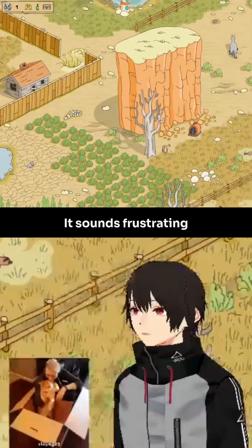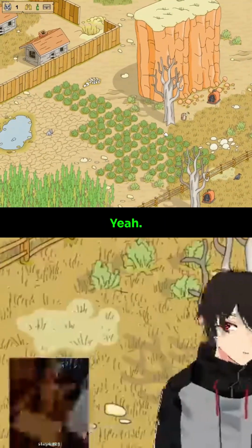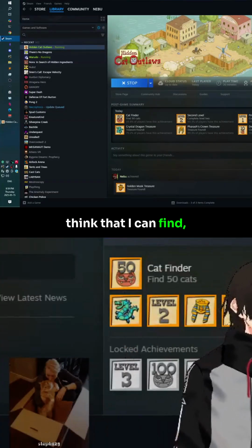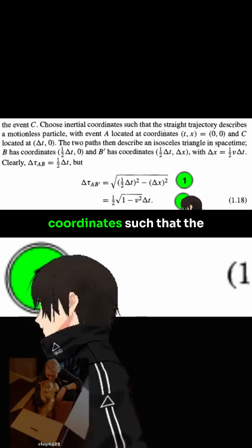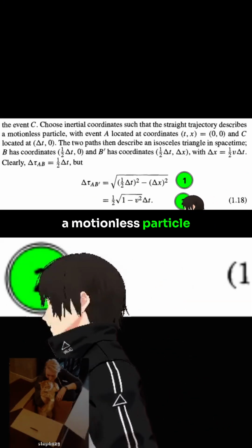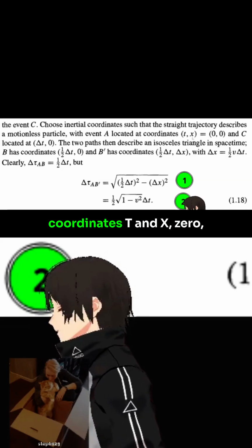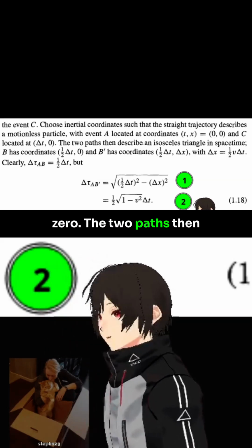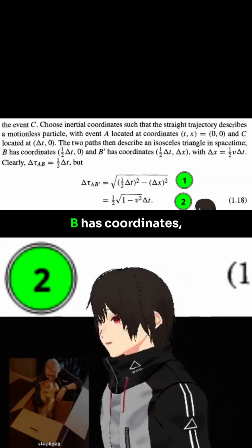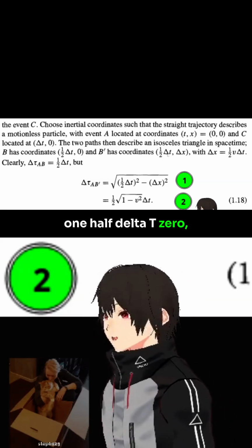Yeah. It sounds frustrating, what you're describing. Yeah, I have an example I think that I can find real quick, hopefully. So events are points in space-time. Choose inertial coordinates such that the straight trajectory describes a motionless particle. Event A is located at these coordinates t and x: 0, 0. Event C is located at delta t, 0. The two paths then describe an isosceles triangle in space-time. B has coordinates 1/2 delta t, blah, blah, blah.